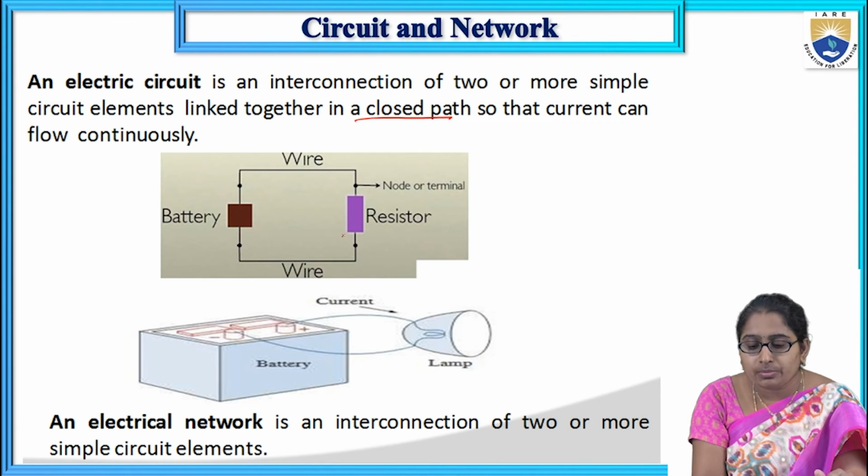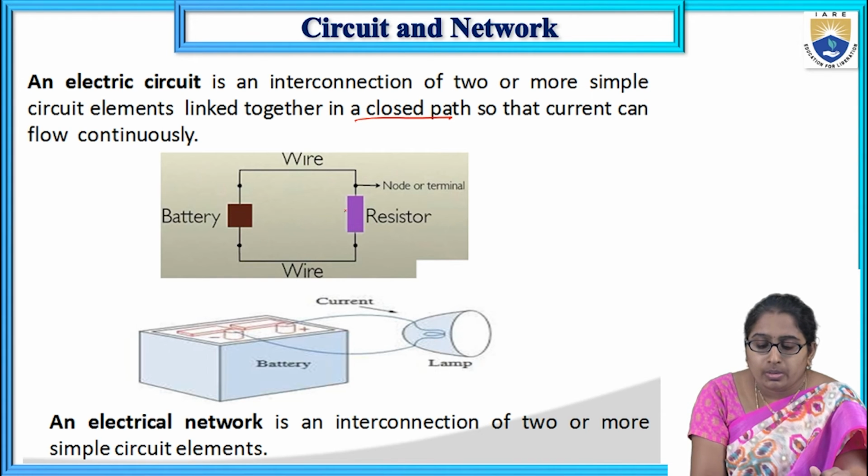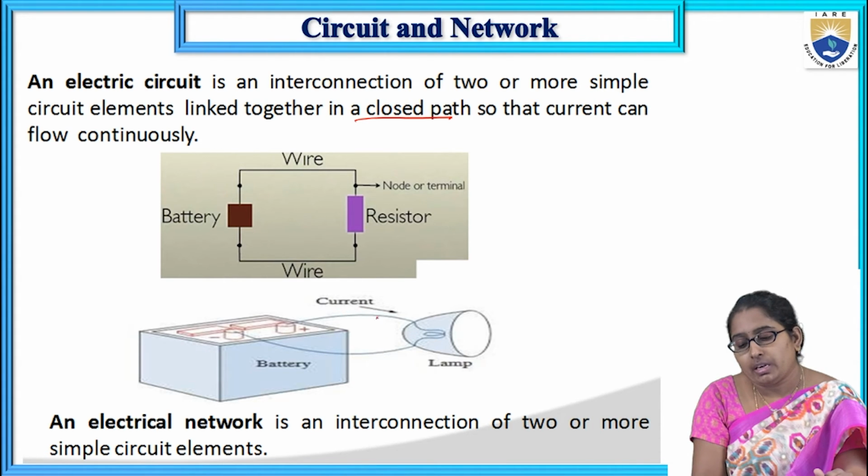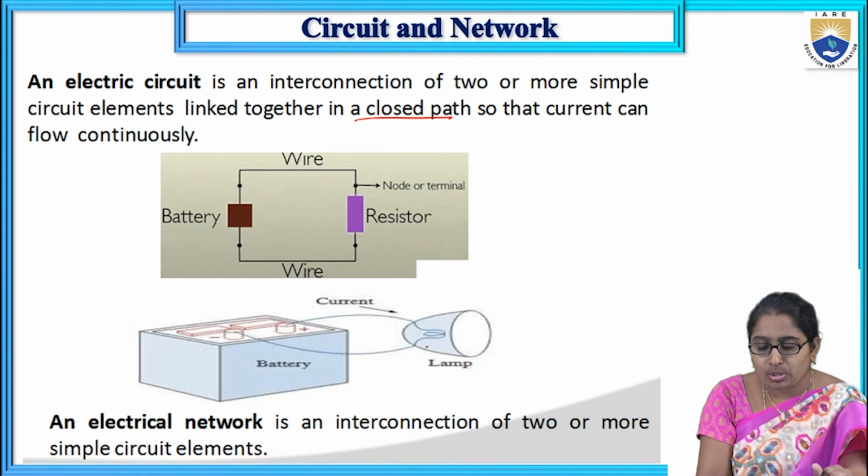Here we can see in the figure. A battery is there, and a resistor is connected to the battery through a wire. Here we can see the closed path, so current flows in the resistor. Here we can see a practical example. A lighting lamp is connected to a battery through a wire. It is closed, so current flows to the lamp so that the lamp glows.